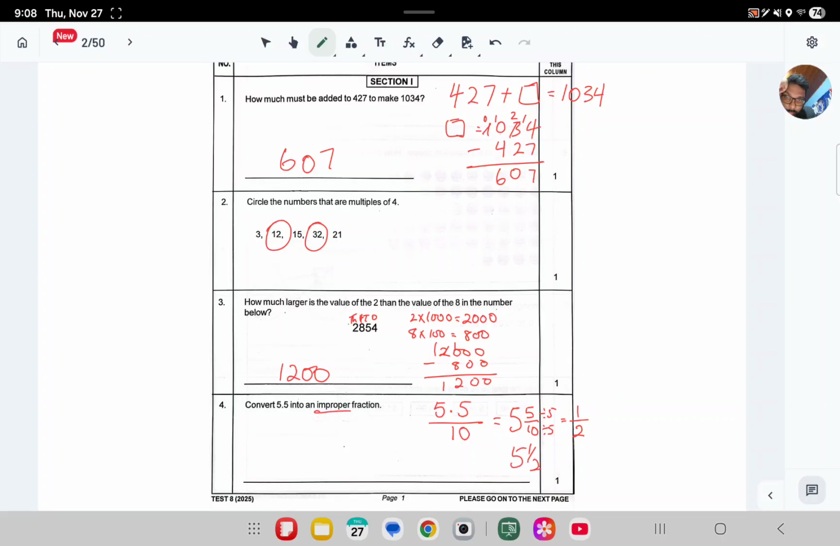Let's set the answer in an improper fraction. So we need to convert the mixed number to an improper fraction. To do this, we multiply the whole number by the denominator and add the numerator. Place this all over the denominator. So 5 by 2 is 10, add 1 is 11 over 2.